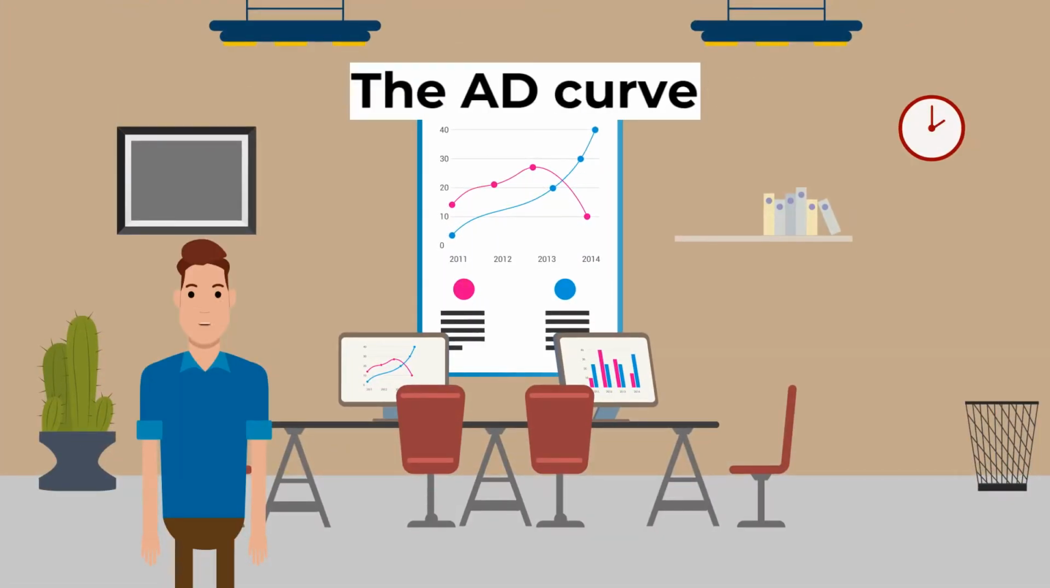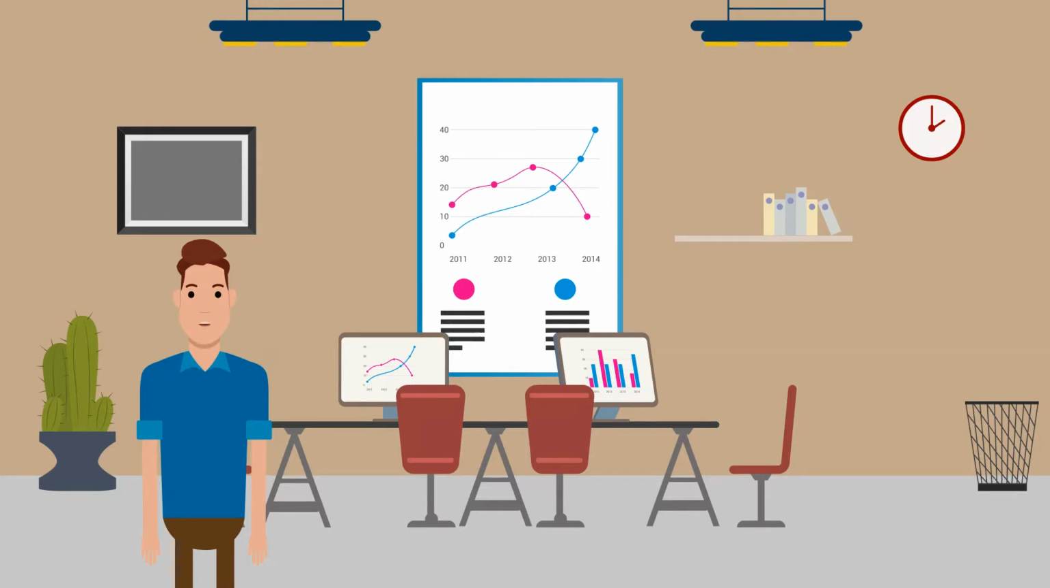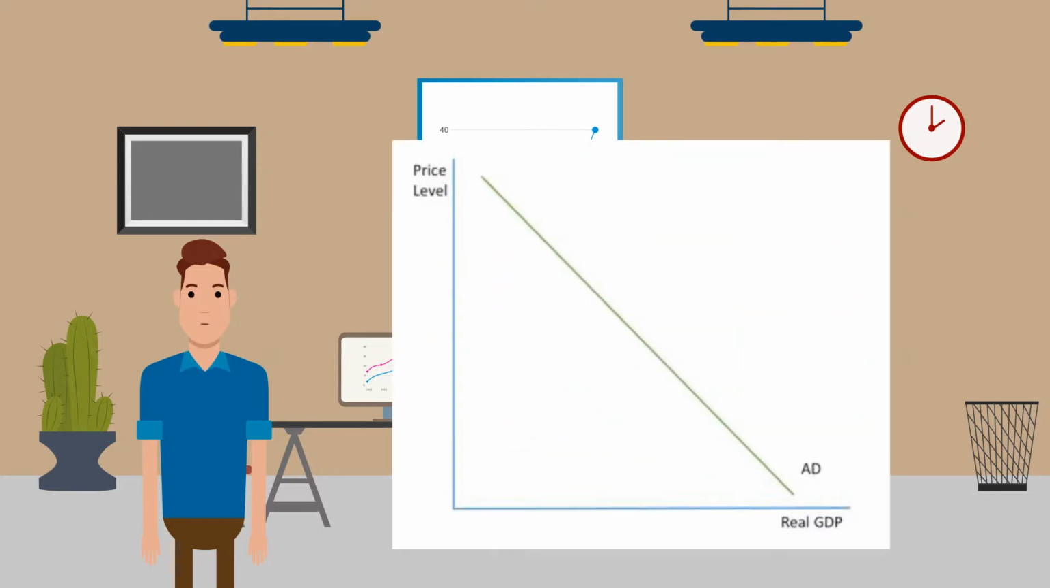Let's look at the AD curve. The AD curve is the same as the demand curve for an individual market, but instead of showing the relationship between price and output, it shows the relationship between the price level and real GDP. Like the demand curve, the AD curve is downward sloping as a rise in prices causes a fall in real GDP. There are 4 key reasons for this.